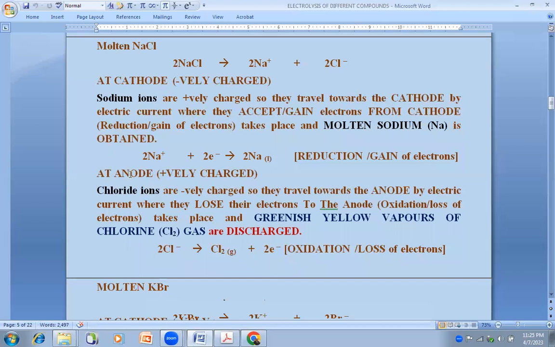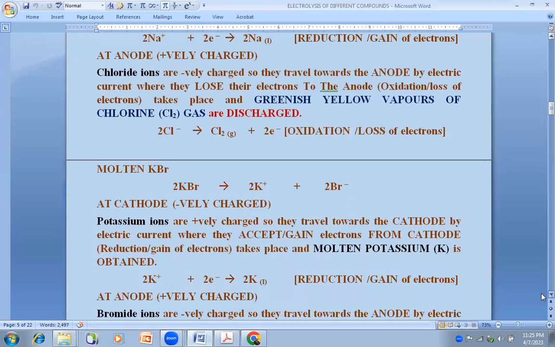At the anode, which is the positively charged plate, the oppositely charged ions, which are the negatively charged chloride ions, travel towards the anode by electric current, where they lose their electrons to the anode. Here, oxidation, loss of electrons or increase in oxidation number, is observed. What is the appearance of the chlorine gas? Greenish yellow vapors of chlorine gas are obtained.